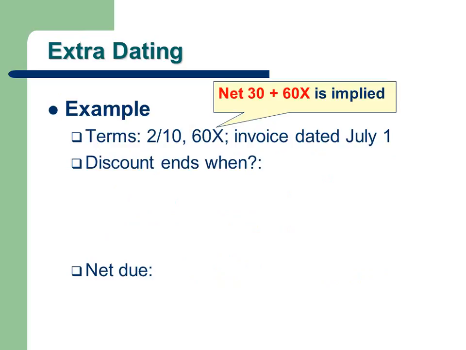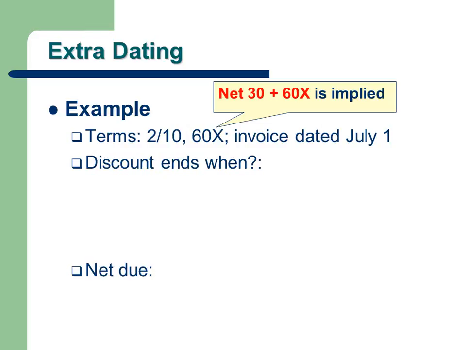All right, so let's take a look at an example here. Let's say the term is 2/10, 60x, and the invoice was dated July 1st. This invoice term doesn't specify N, the net payment due in how many days. However, when nothing is mentioned, you can assume there's a regular 30-day net payment due, so there's 30 days as a kind of grace period.